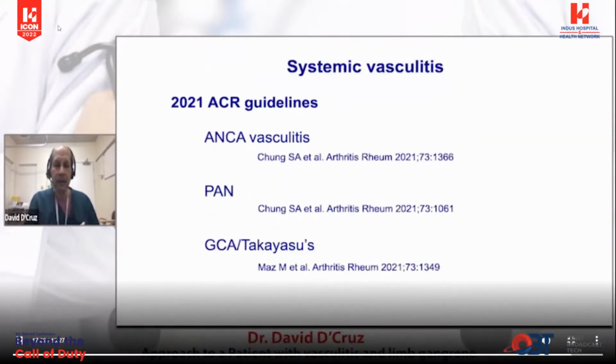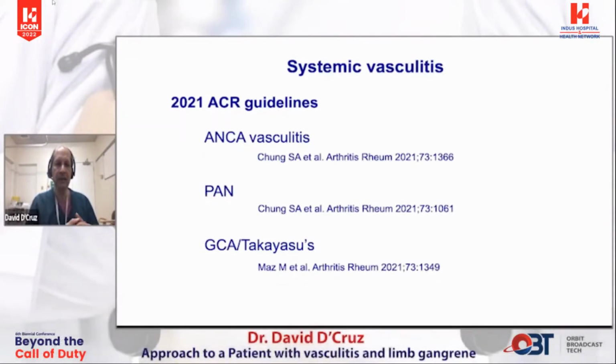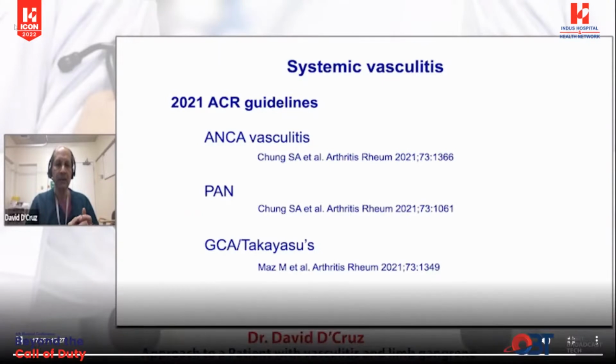So there are a number of guidelines coming through now. These are the current American College of Rheumatology guidelines for the management of ANCA-vasculitis, management of polyarteritis nodosa, management of GCA and Takayasu's. And these are very detailed guidelines, and I recommend that you read them.